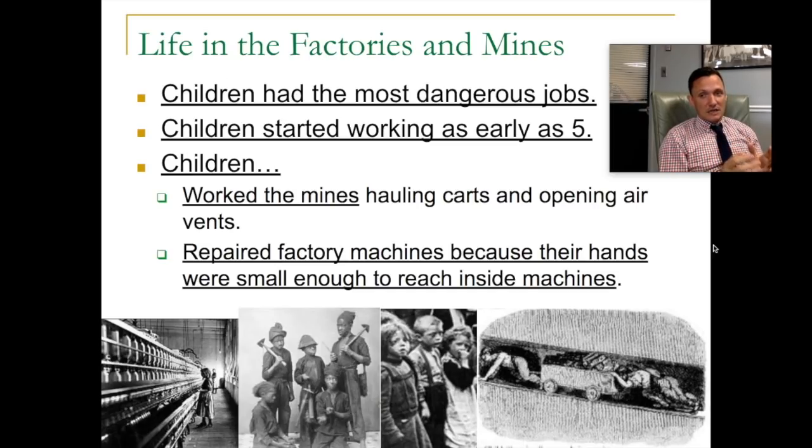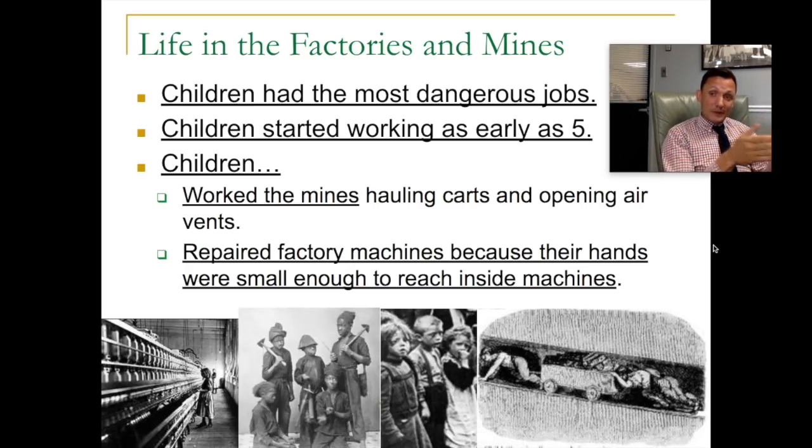Children had some of the most dangerous jobs, right? Children could start working as early as 5. They would work in the mines hauling carts and opening air vents. And a big job that they had actually was repairing factory machines due to how small their hands were. So most of these machines, as we remember, were looms, right? They were used for weaving cloth.